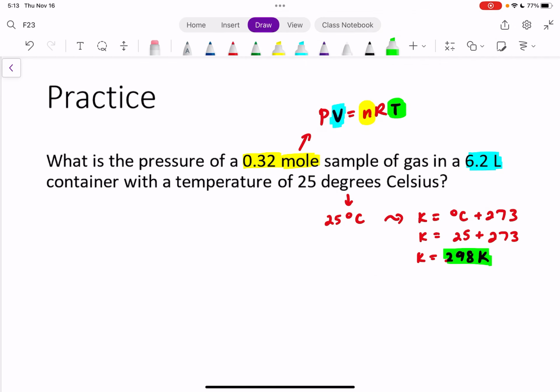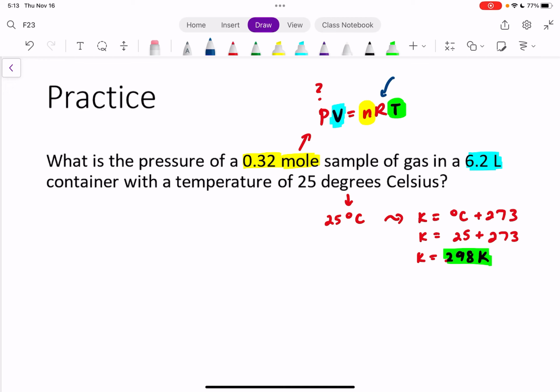And then our pressure is the thing that we're solving for. So that's what we don't know. And then what about R? Yeah, R we know, right? R we are always given, whether probably on the first page of your equation sheet in your exam, or somewhere else on your homework or something like that.